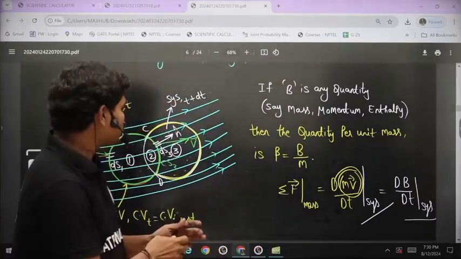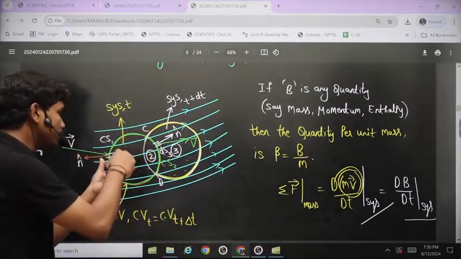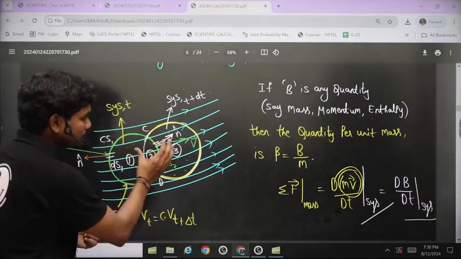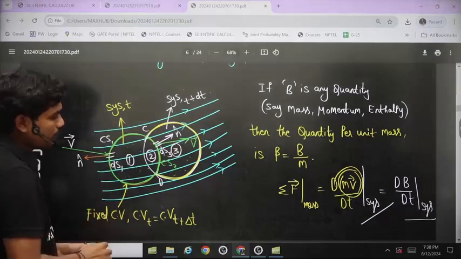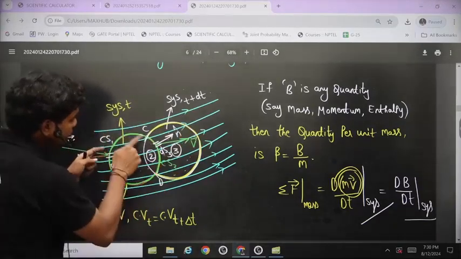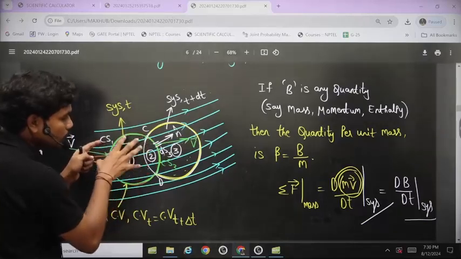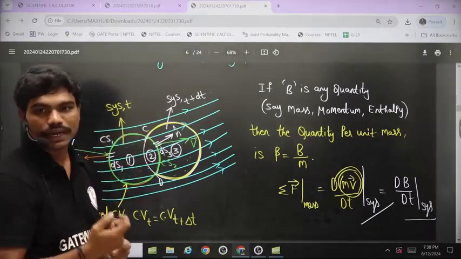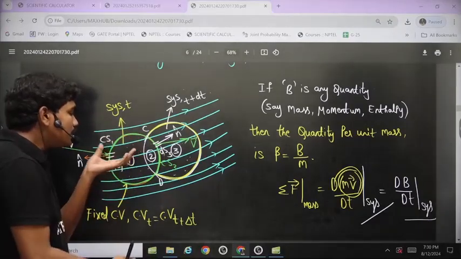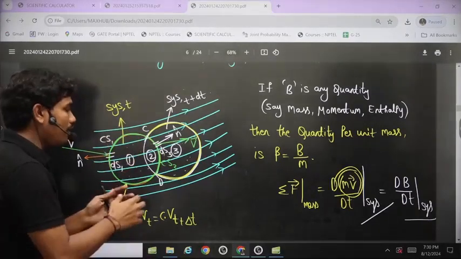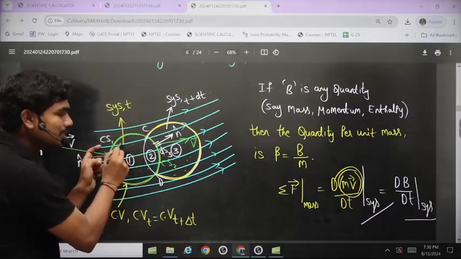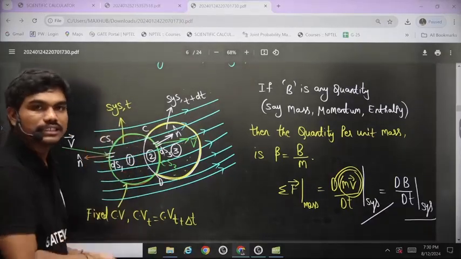Basically, this control volume moves with time. When the fluid flows, we fix some volume, and in this volume there are some particles at time t. If you identify a region, there are certain particles at time t. The mass inside this control volume at the given time is actually the system.